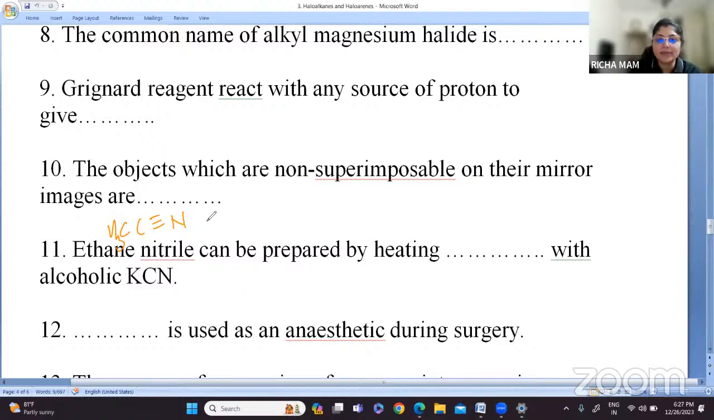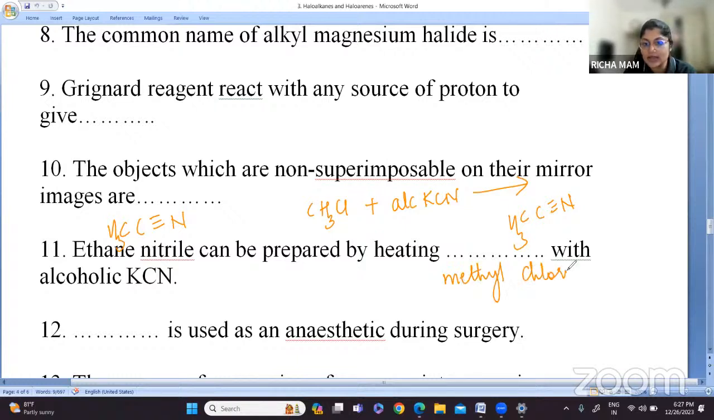So how can ethane nitrile be prepared? If you treat methyl chloride with alcoholic KCN, then you can obtain ethane nitrile. So what is the answer? If you heat it with methyl chloride, the answer is methyl chloride. Ethane nitrile can be prepared by treating methyl chloride with alcoholic KCN. Okay, so this is the answer.